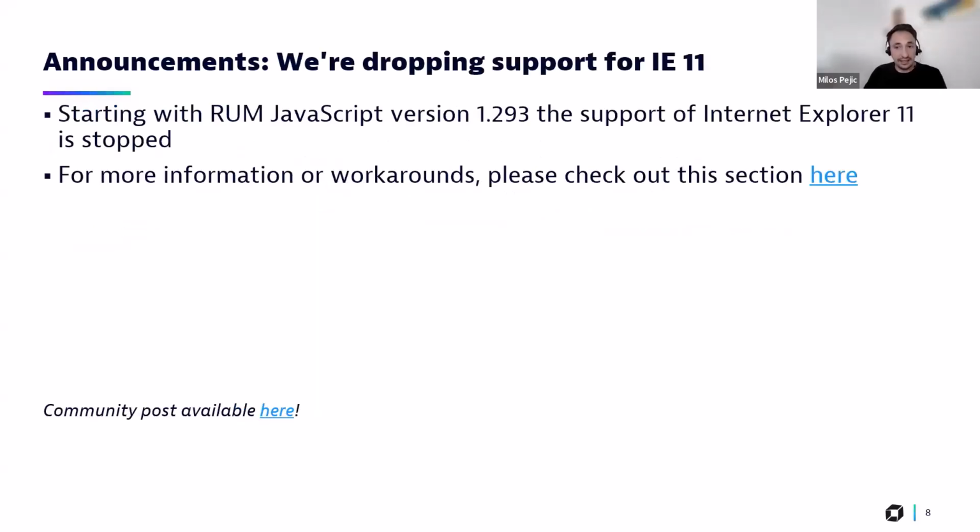Pretty nice announcement. Second announcement, maybe not that nice, but still an announcement. Internet Explorer version 11 is quite old already, and the newest RUM JavaScript agent version, 1.293, sorry, it's Monday today. With the next version that's coming, we basically stop supporting Internet Explorer version 11. For more information and possible workarounds, please hit this link here. There is also an awesome community post available. In general, the workarounds focus on using older JavaScript agents.